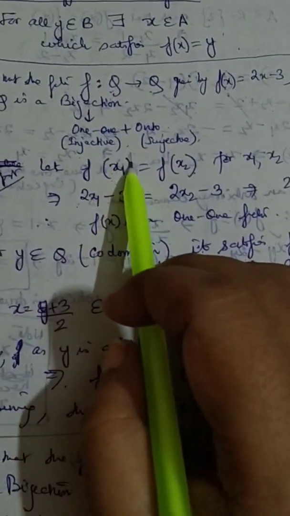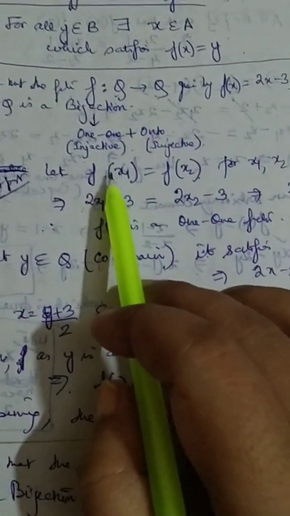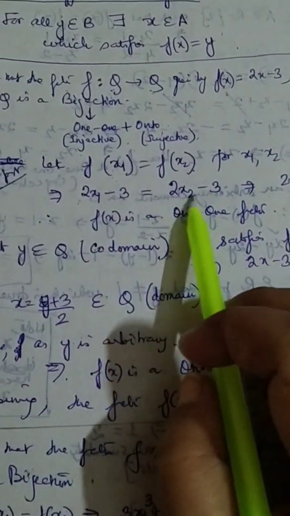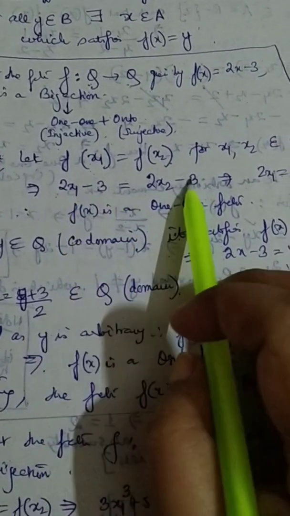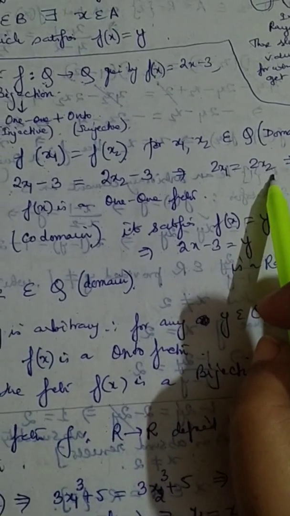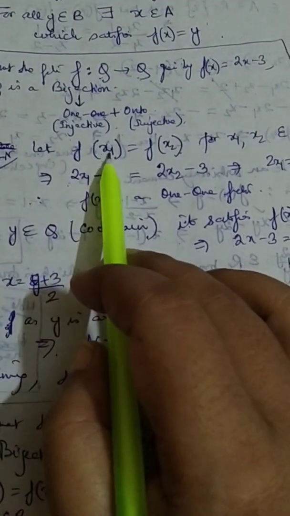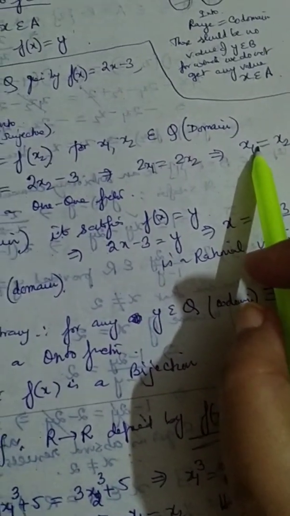Okay, now what does it mean? According to the question, f(x) is what? 2x minus 3. So f(x1) will be 2x1 minus 3, f(x2) will be 2x2 minus 3. So this 3 and 3 cancel, and therefore you are left with 2x1 is equal to 2x2, and therefore x1 is equal to x2. So you can see, when I assume that f(x1) is equal to f(x2), it has led to x1 is equal to x2.